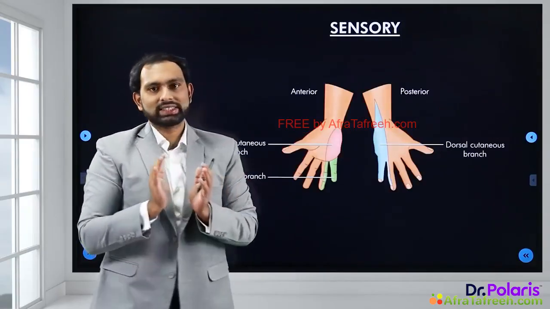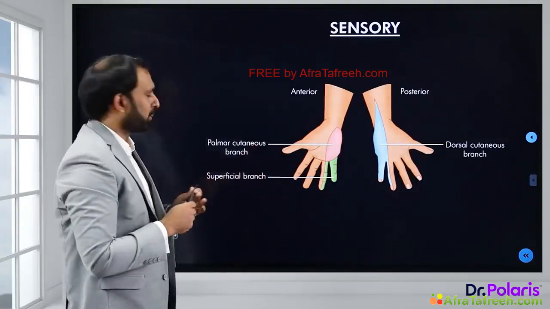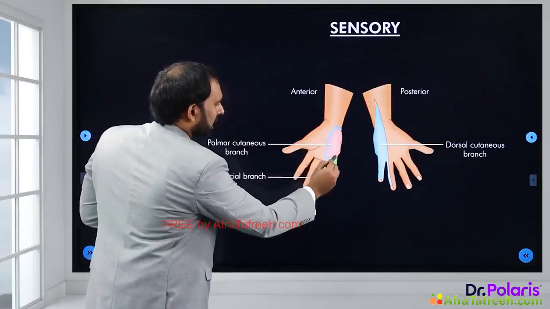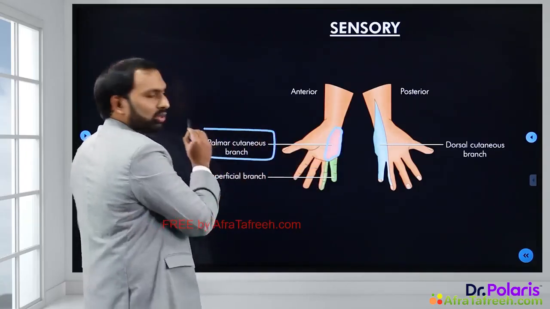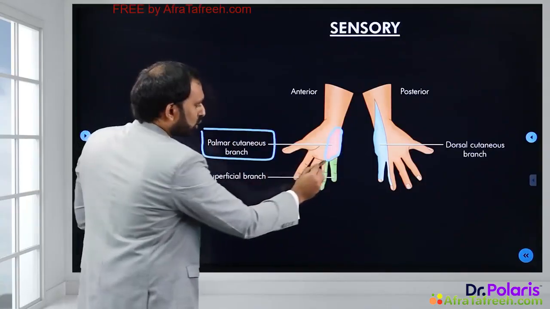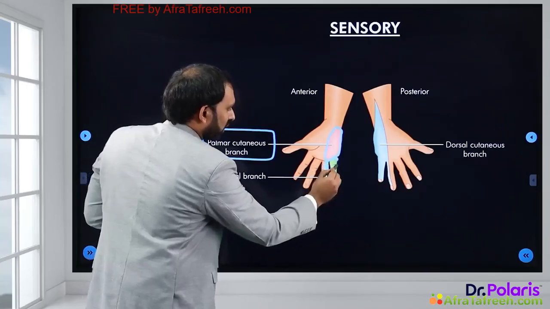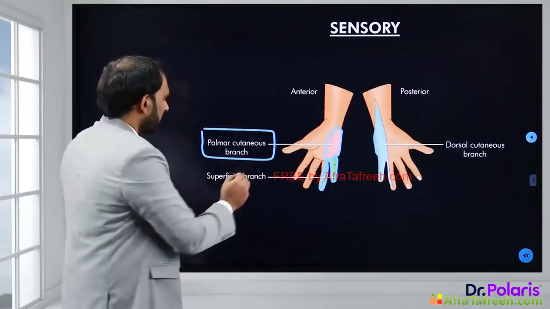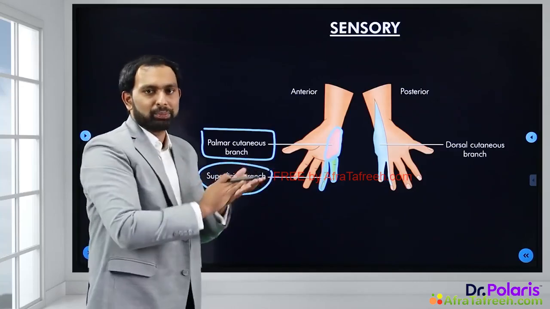Now let's understand the sensory supply of the ulnar nerve. So first, in the palmar aspect, this hypothenar eminence is supplied by the palmar cutaneous branch. This superficial branch is supplying this distal aspect. So the digital nerves that we talked about, that is the medial and lateral digital nerves, that is a superficial branch, supplies the two fingers in the palmar aspect.